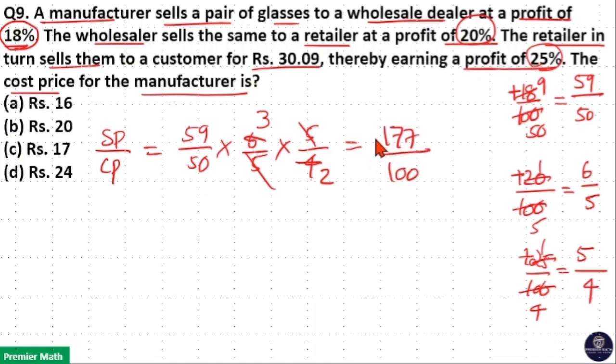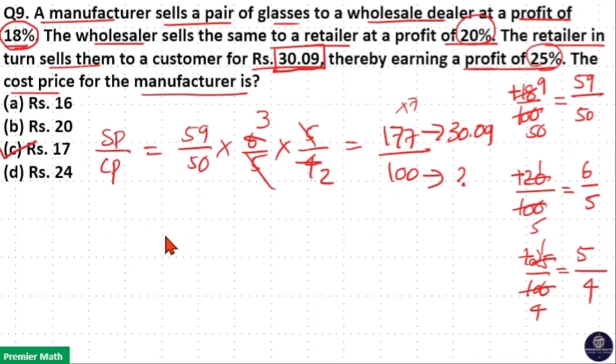Now you can see this 177 part is the sell price, and the sell price is given as rupees 30.09. So this 177 part is 30.09. Then we need to find out the cost price, that is 100 parts. Here you can see in the answers there is no decimal point. So here the unit digit is 7, here the unit digit is 9. So 7 multiplied with 7 will give unit digit 9. That means option C is your answer. That is, 100 parts is rupees 17.